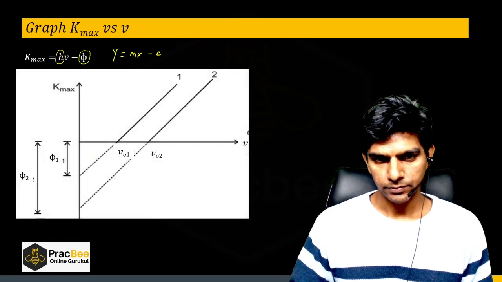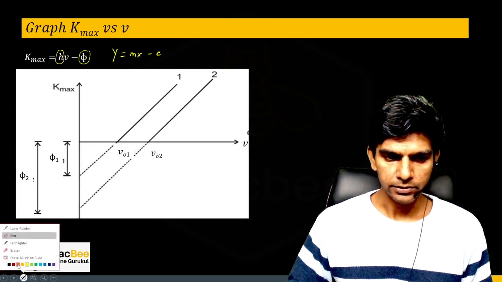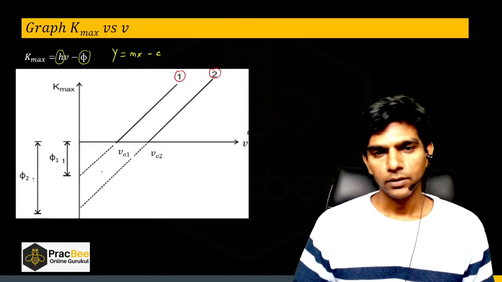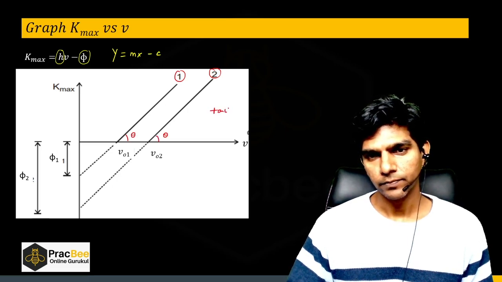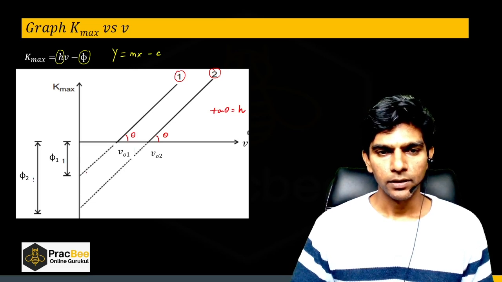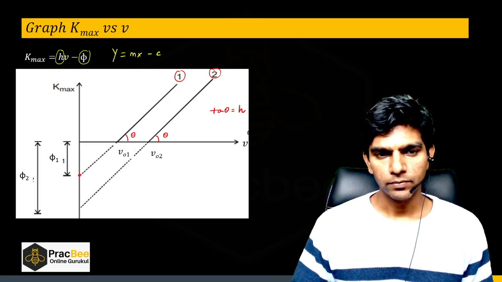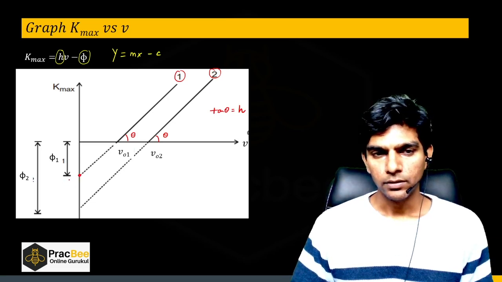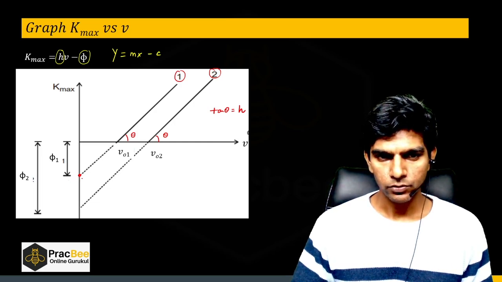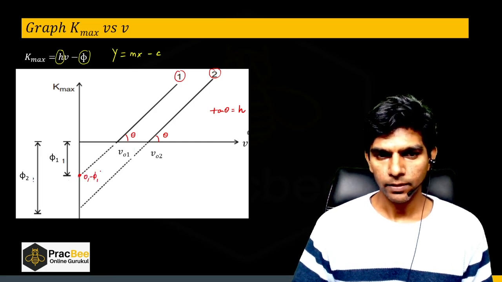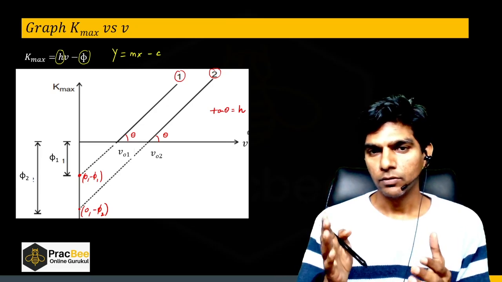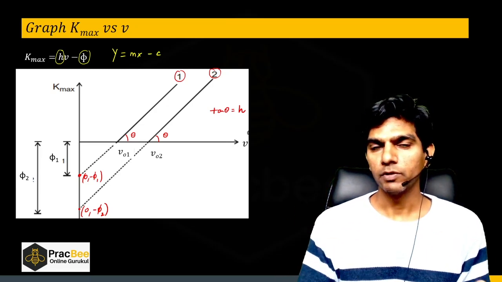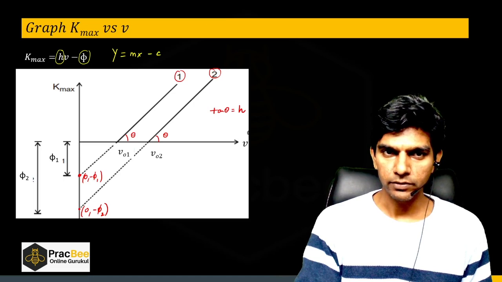If we plot this, let us say we have two metals, metal 1 and metal 2. If this angle is theta and this angle is theta, then tan theta is nothing but h, and the y-intercept is the work function for that particular metal. So this will be (0, minus phi 1) and this will be (0, minus phi 2). If you plot kinetic energy versus frequency for any metal, all graphs will be parallel to each other because they have the same slope. So do remember this graph.